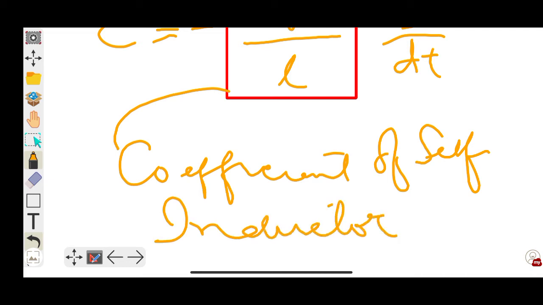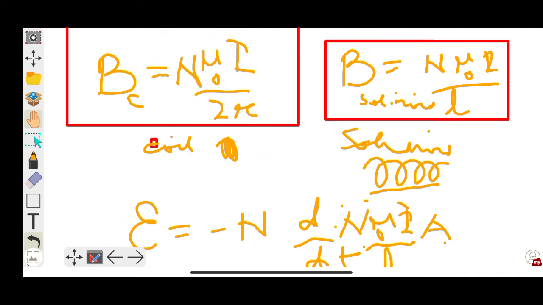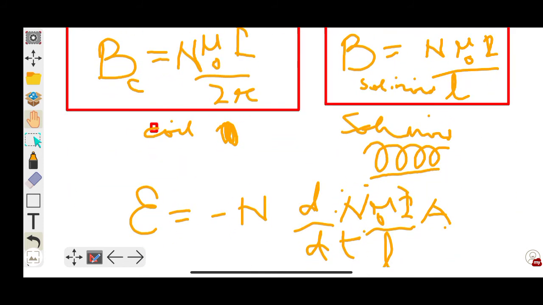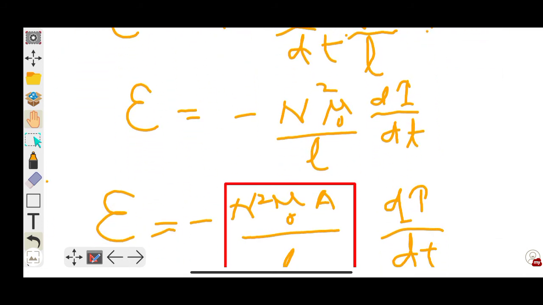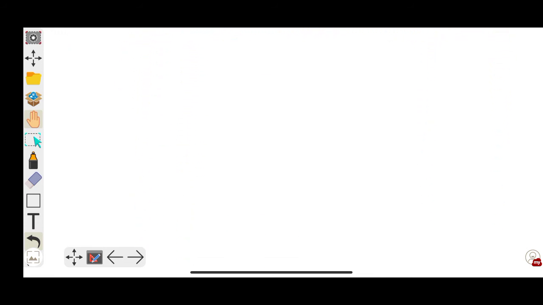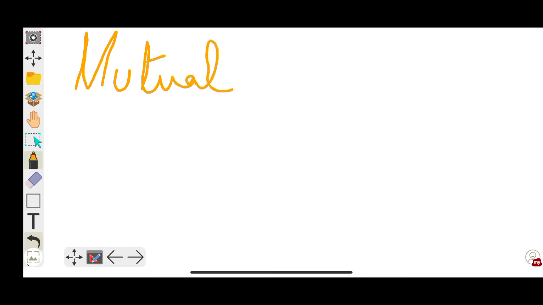Had it been a coil, we would have used this expression, and you could have got a similar expression that would have been n square mu naught by 2r instead of L. So expression is this. Now we'll go to mutual induction. So I'll define mutual induction first.